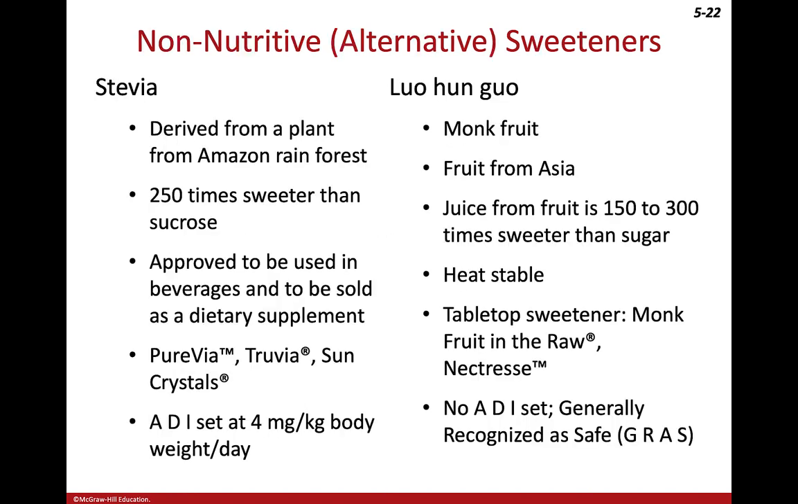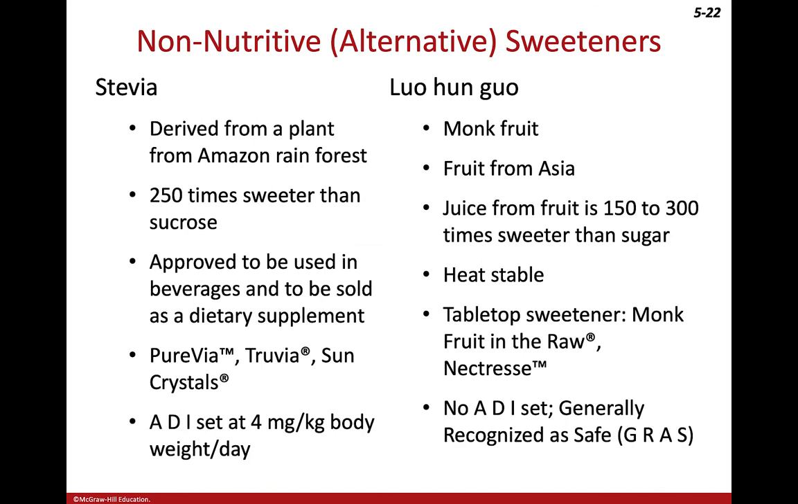Here are probably two newer ones that are out there. Stevia, you've probably seen that. That actually is from a plant. And then also you have monk fruit. I'm not going to use the other name. I can't pronounce that. This is a fruit from Asia. It's also heat stable.